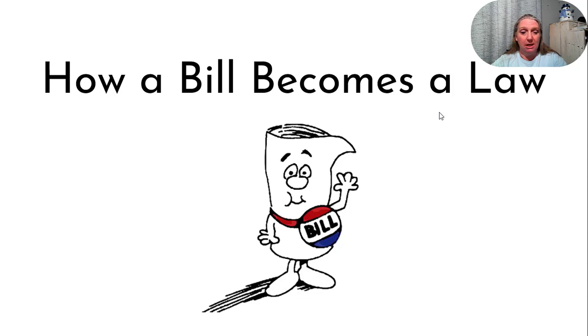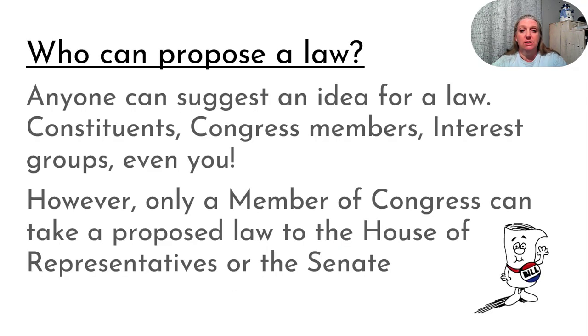It is complicated, and the likelihood of a bill becoming a law is very low. All right, so first and foremost, we need to talk about who can propose a law. Anyone can suggest an idea for a law. Constituents are the people that are represented by the elected officials. Anyone who lives in the state for a senator, or anyone who lives in the district for a representative, is a constituent. So you might want to write out to the side to remind yourself, constituents are the people that are represented by the elected officials.